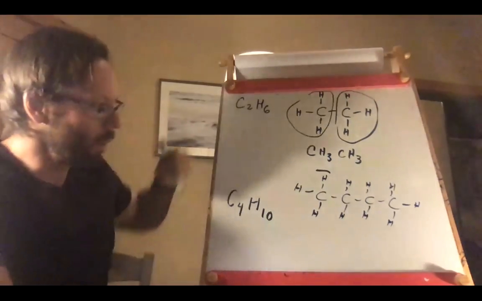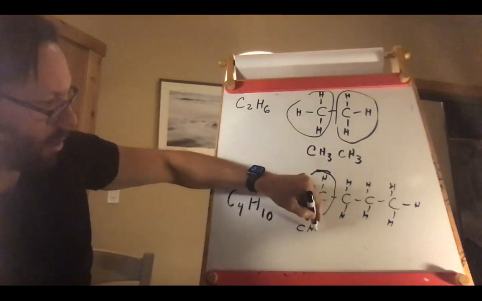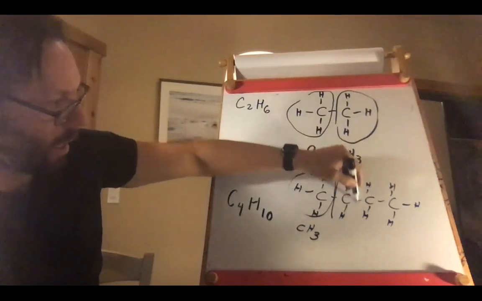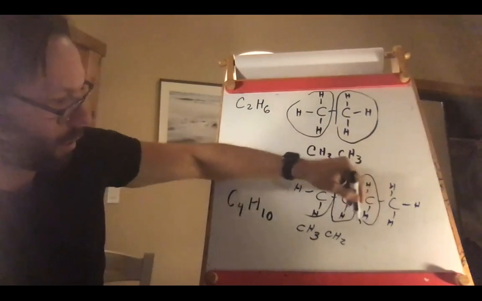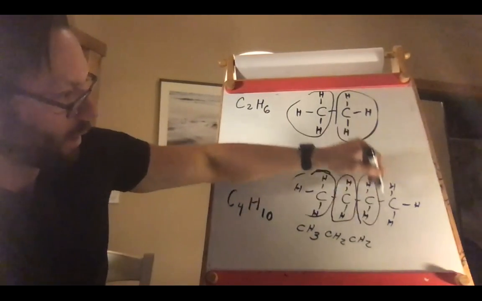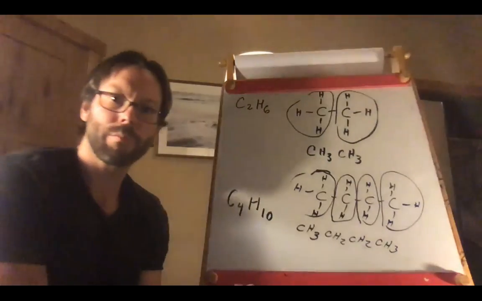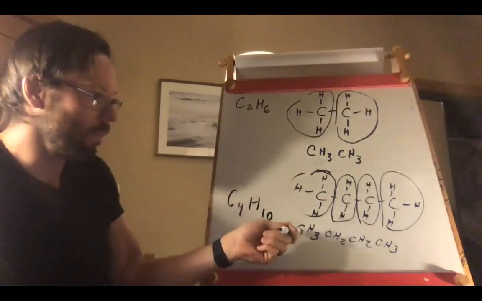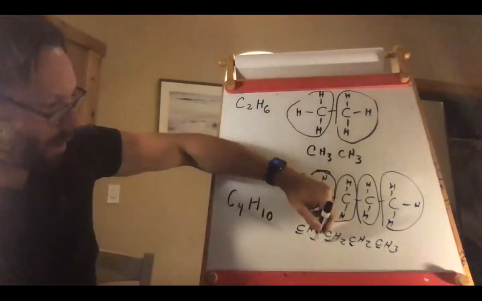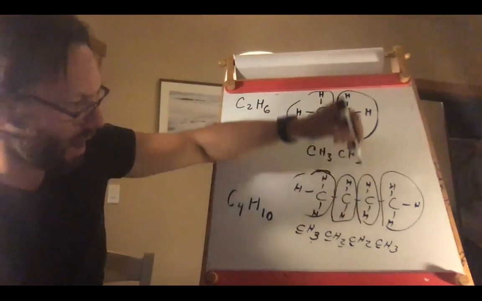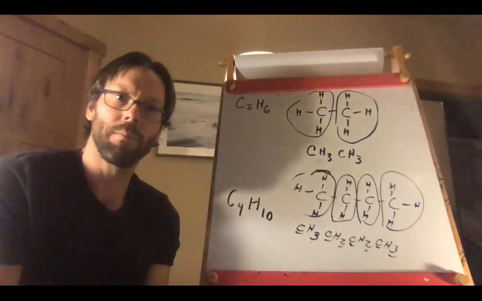What would the condensed be? Well, we have a CH3 here, so CH3, CH2, CH2, another CH2, CH2, and then finally a CH3, so CH3. If you add those up, you know, 1 carbon, 2 carbon, 3 carbon, 4, so C4. 3 hydrogens plus 2 is 5, plus 2 is 7, plus 3 is 10. So it all adds up.